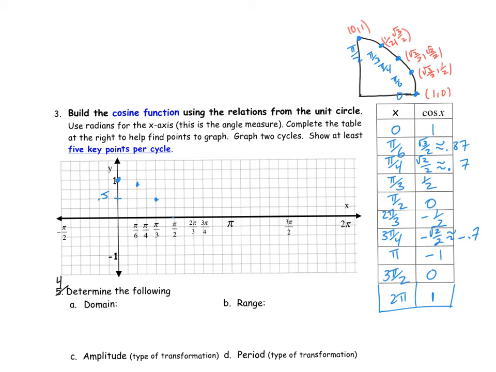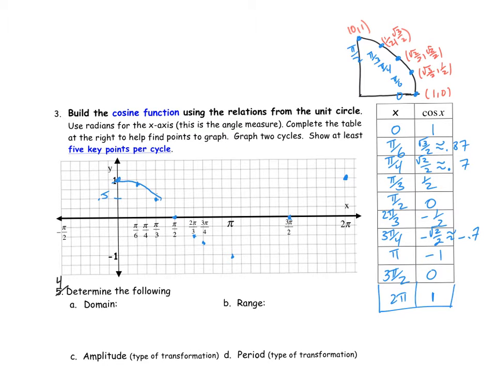pi over 2 is 0. 2 pi over 3 is negative 1/2. Oops, I put that in the wrong place. So let me put up one. 2 pi over 3 is negative 1/2. 3 pi over 4 is negative 0.7. So about here. And pi is negative 1. And then now we don't need so many points. 3 pi over 2 is 0. And 2 pi is 1. 1, 2, 3, 4. And now we can connect these with a nice smooth curve.